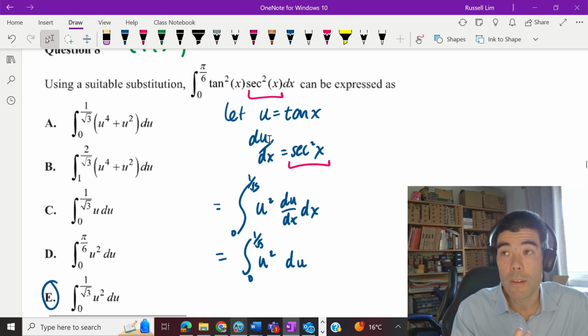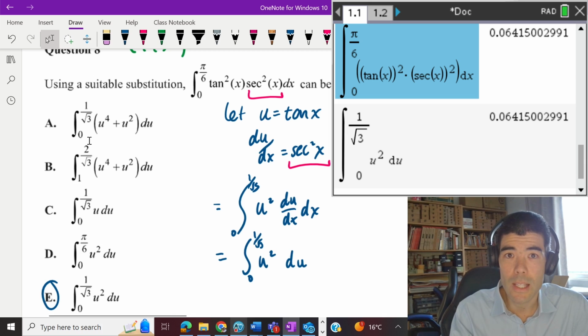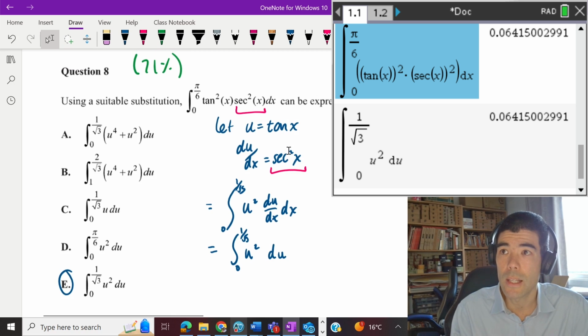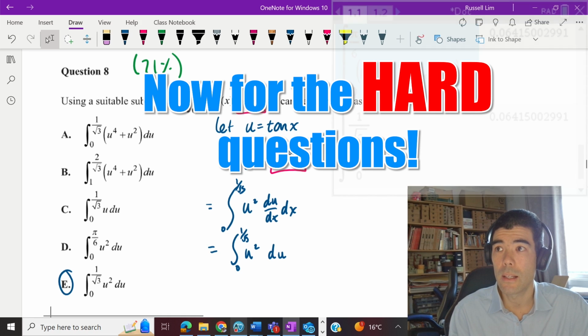These questions, even if you cannot evaluate the u substitution, if you can type it into your calculator and get a decimal, you can actually check all of these, and whichever one gives you the same decimal is going to be your answer. So, no matter how hard the u substitution is, or how confident you are with u substitutions, you can always check questions like this using your CAS calculator.